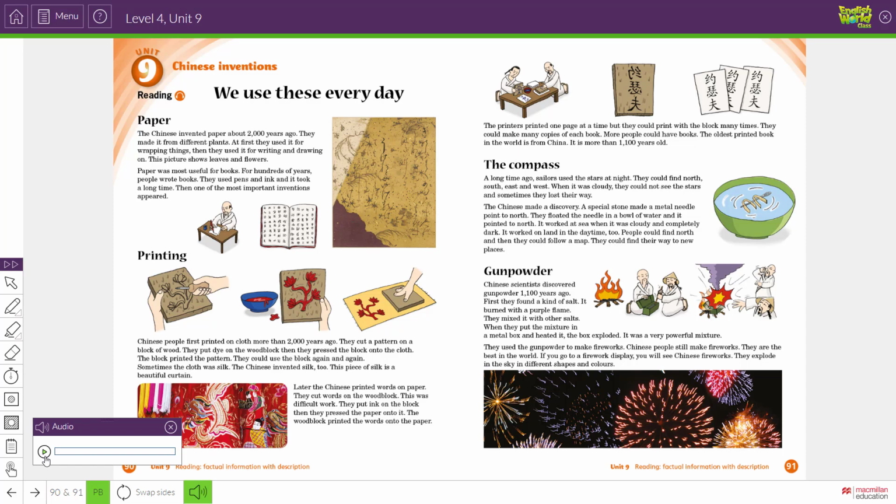Question number 2. What did Chinese use gunpowder for? The answer is for fireworks.